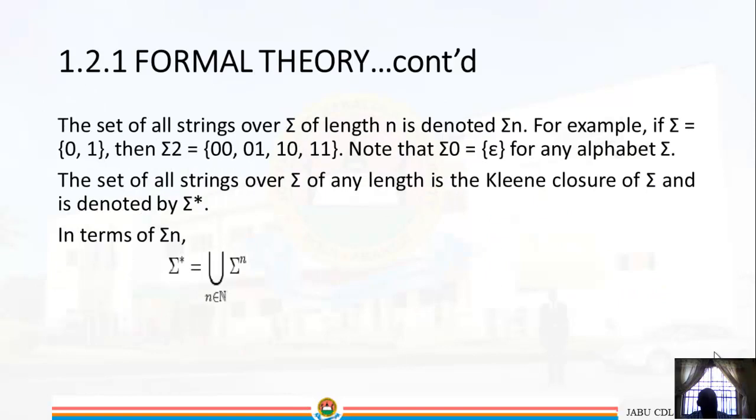Now, the set of all strings over Σ of length n is denoted by Σ^n. For example, if the alphabet Σ is equal to {0, 1}, then Σ^2 will be equal to {00, 01, 10, 11}, and so on. Note that Σ^0 is the set containing only the empty string for any alphabet. The set of all strings over Σ of any length is usually called the Kleene closure of Σ and is denoted by Σ star.